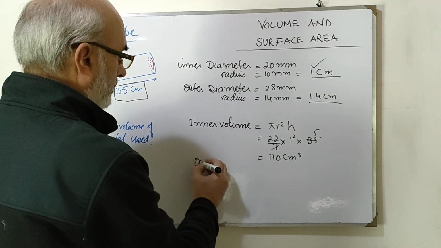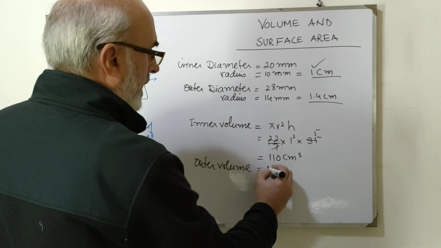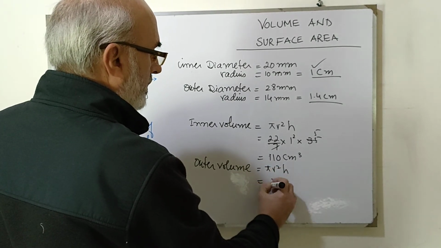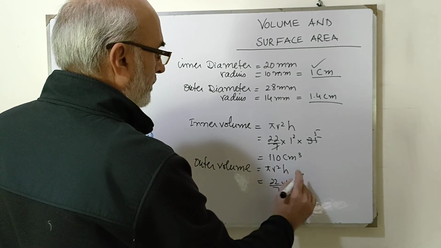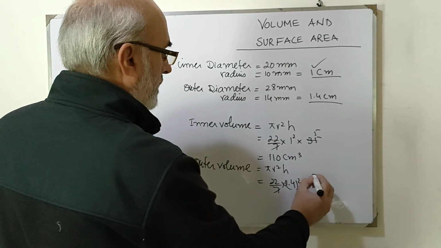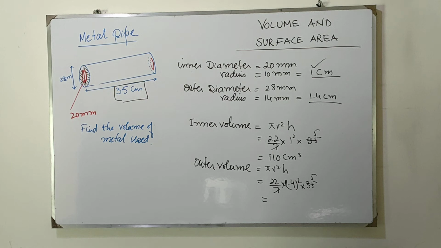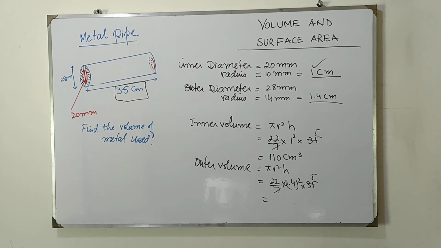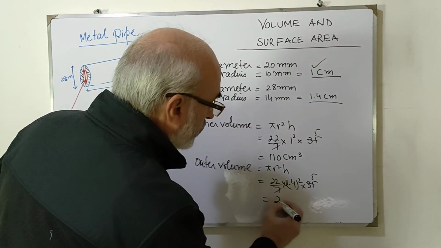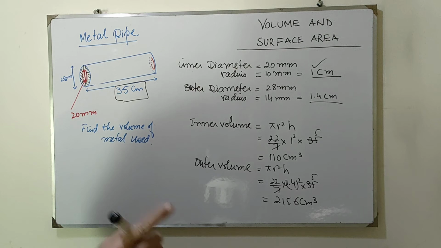Outer volume equals pi r square h, which is 22/7 into 1.4 square into 35. So it is equal to 215.6 centimeter cube.